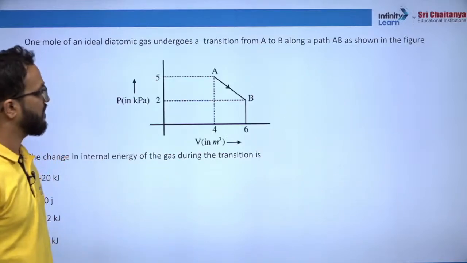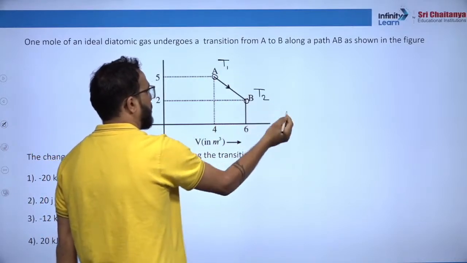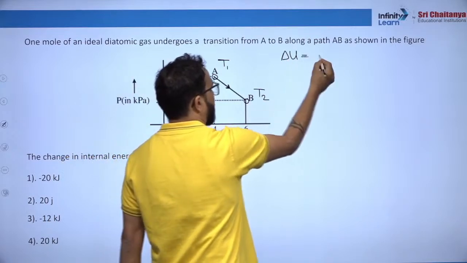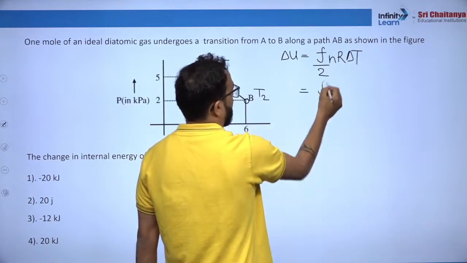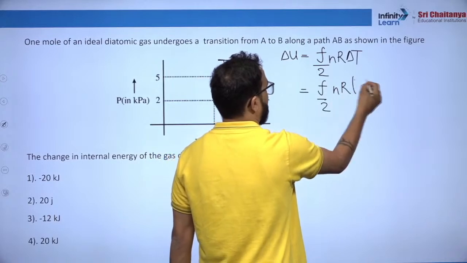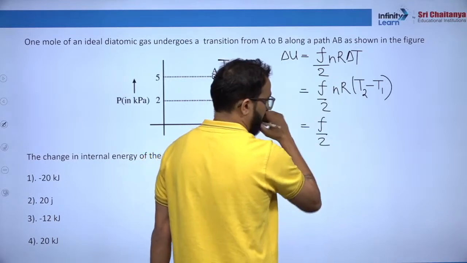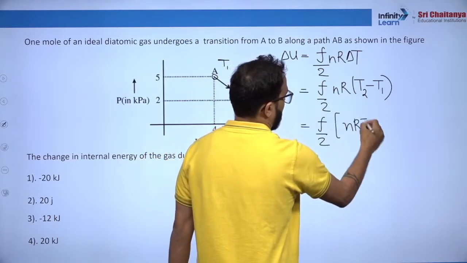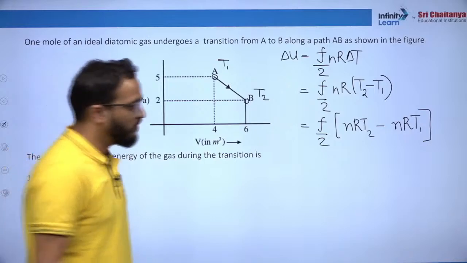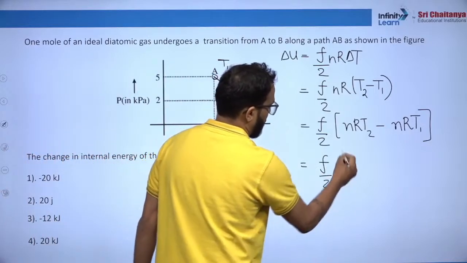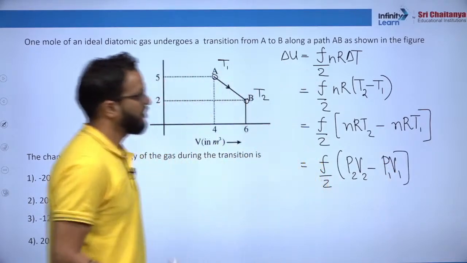Now here they have given us, so we can find out the temperature here, this is going to be T1, this is going to be T2, and what we have to find out is f by 2 nR delta T. So it will be f by 2 nR (T2 minus T1), so f by 2 into (nRT2 minus nRT1). Now what is nRT2? It will be P2V2, right? So f by 2 into (P2V2 minus P1V1). Did you understand?